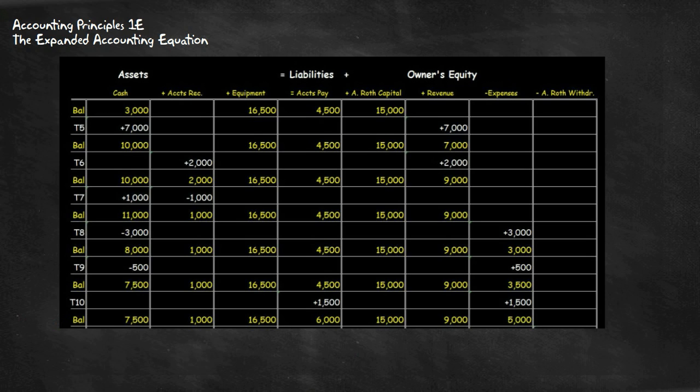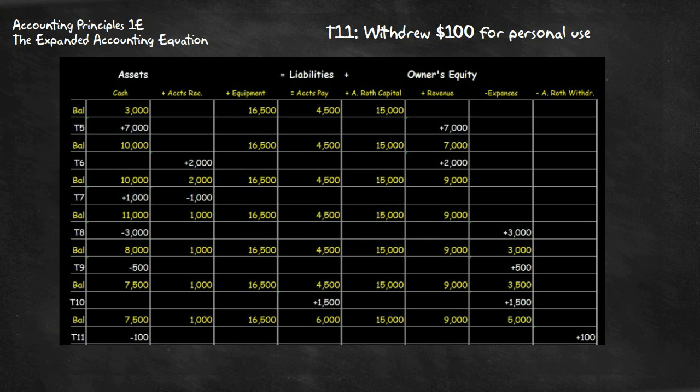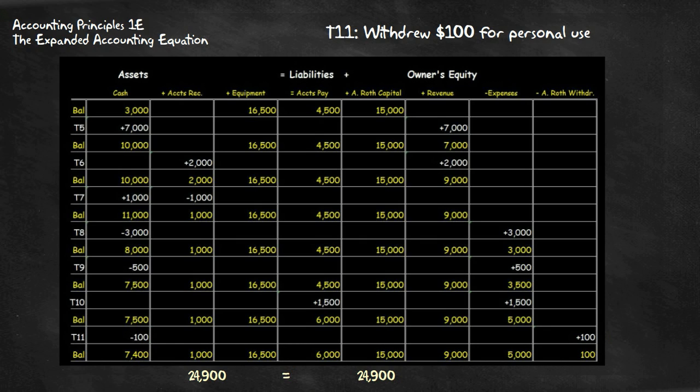Let's look at one final transaction. Let's say I withdrew $100 for personal use. If you remember from earlier in the video, when I take money for personal use, I would categorize that as an owner's withdrawal. Thus, if we go to our equation, I reduce cash by $100 and I add $100 to my withdrawal account. I retotal my accounts and balance the accounting equation.